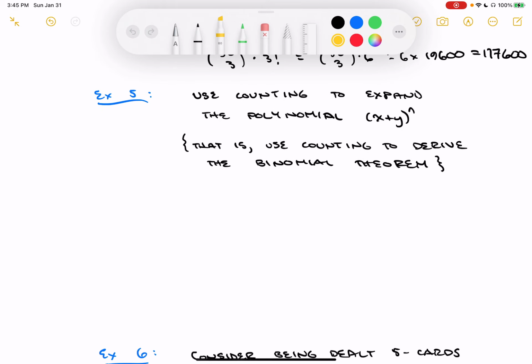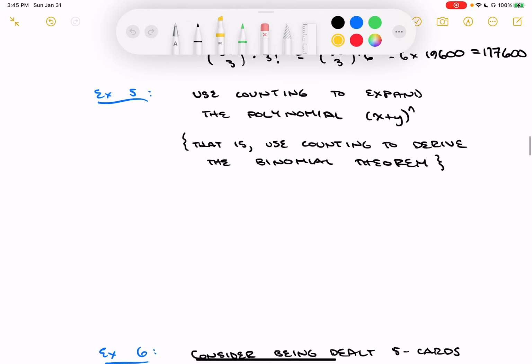In this example 5 that we're going to do, I would like to go ahead and use countings. We've been talking about different countings to expand the polynomial x plus y raised to the n. We'll look at this, and when we go through it, what we're going to end up with is the binomial theorem. That's an equation that relates x plus y raised to the n equal to an expansion of that guy.